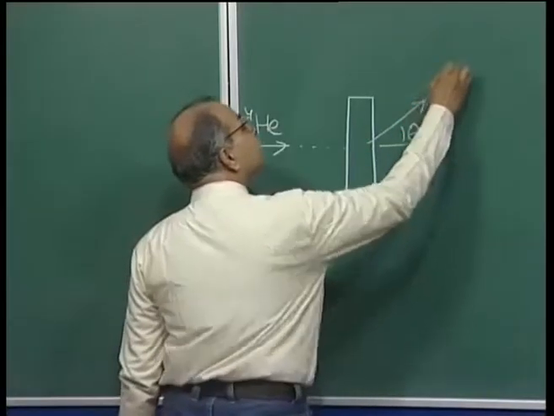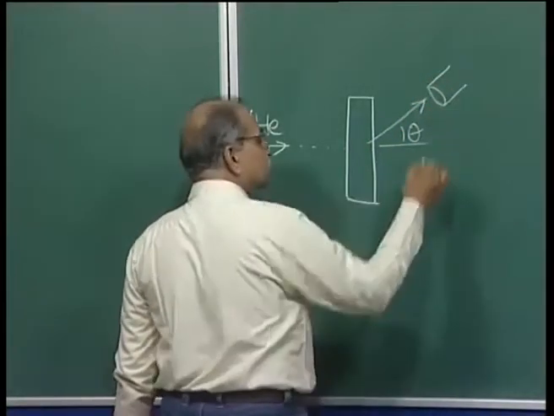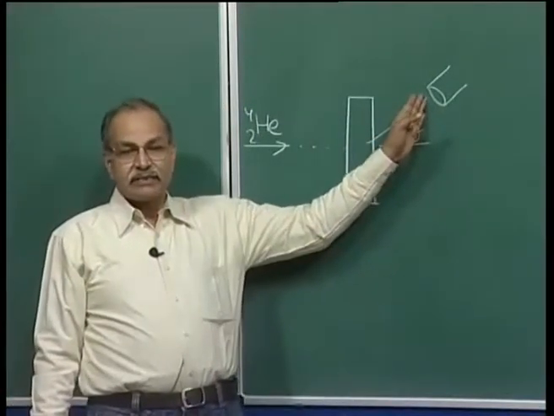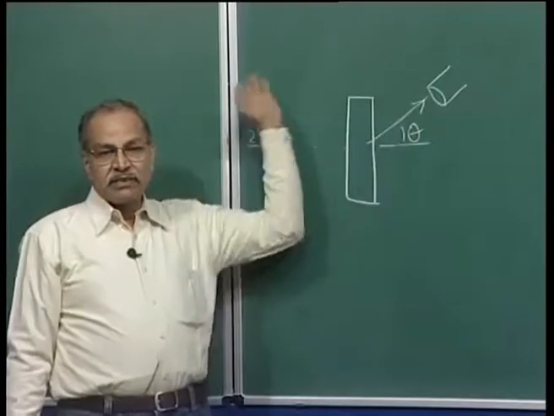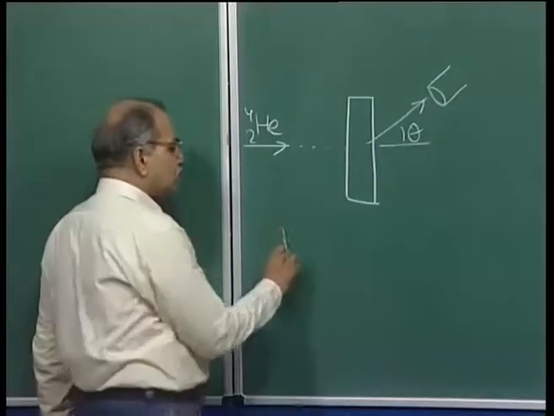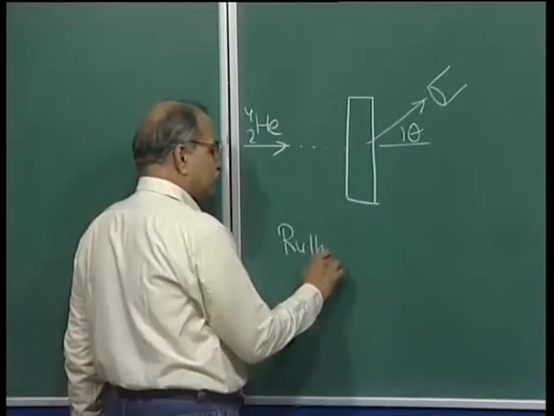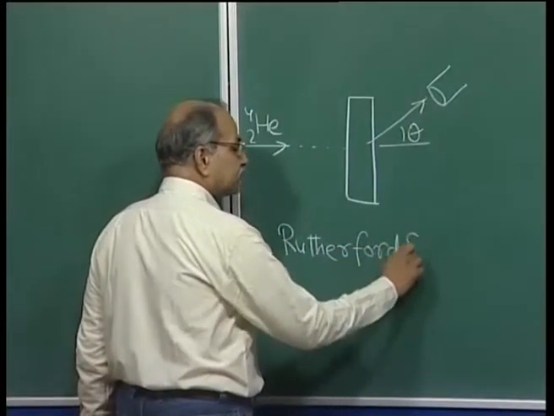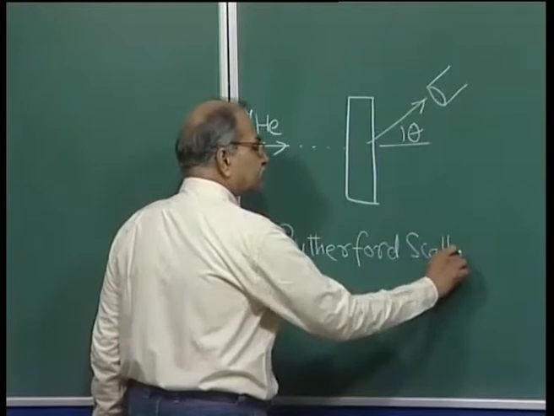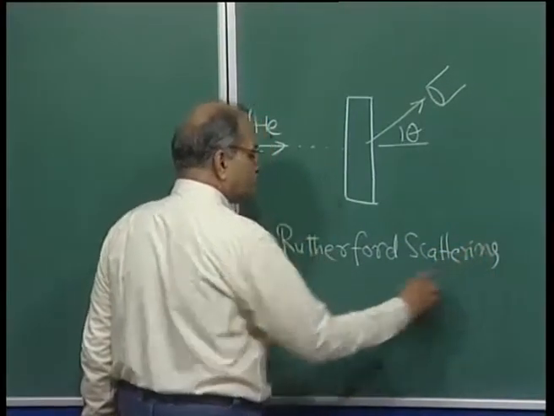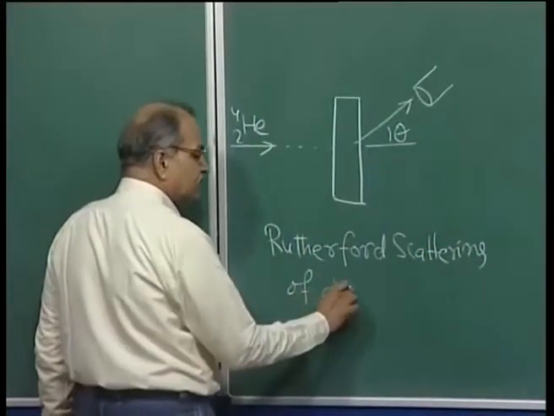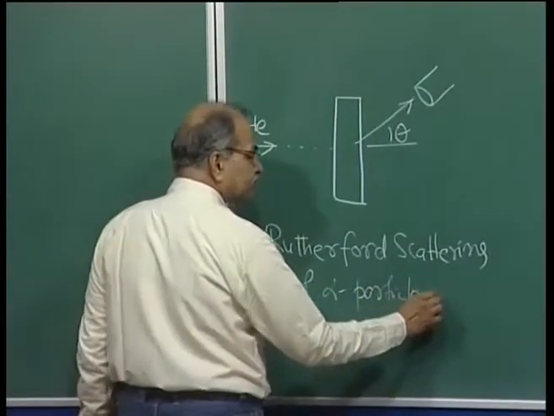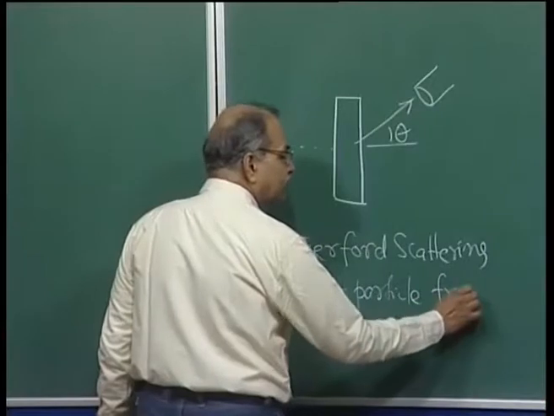You put your detector at some angle theta and see how many alpha particles are coming into this detector in a given time. So, this is the setup, this is how nuclear physics started: the scattering of alpha particles from metal foils.